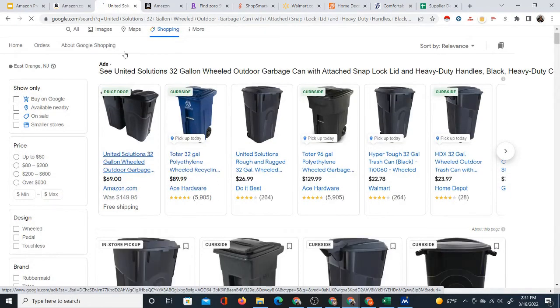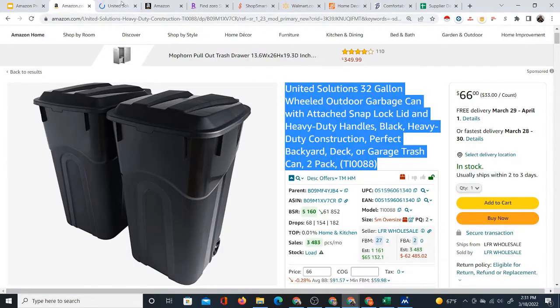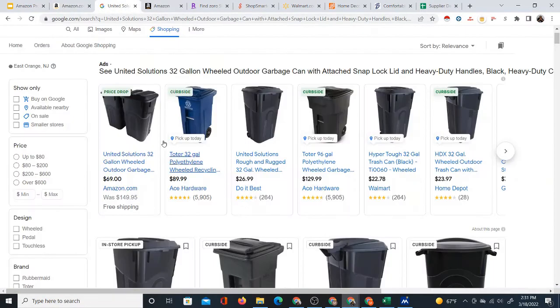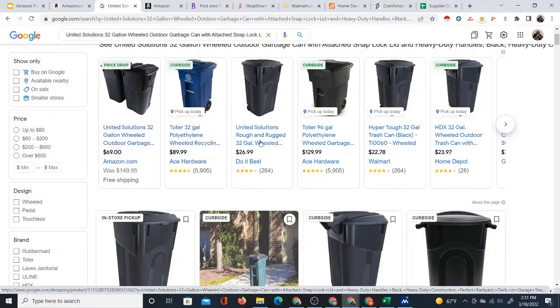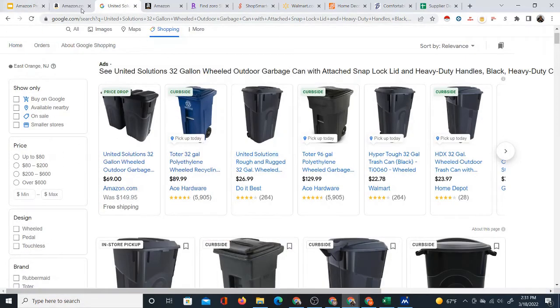I do see another United Solutions. I'm really looking for that brand name, right? 32 gallon, the size, wheeled outdoor garbage can, right? Okay, we see Amazon. We see Do It Best, right? I see some different places, right? So this is really how you source the product from Amazon back to a supplier, right?